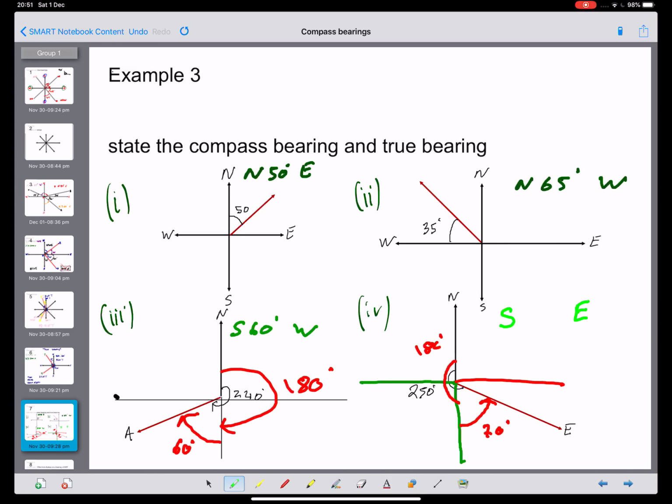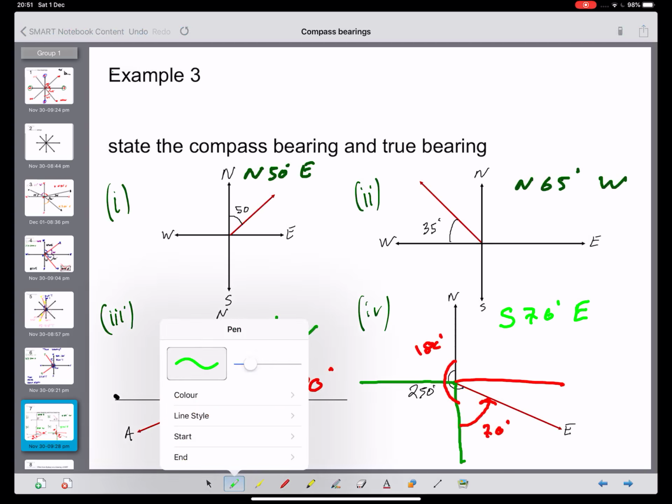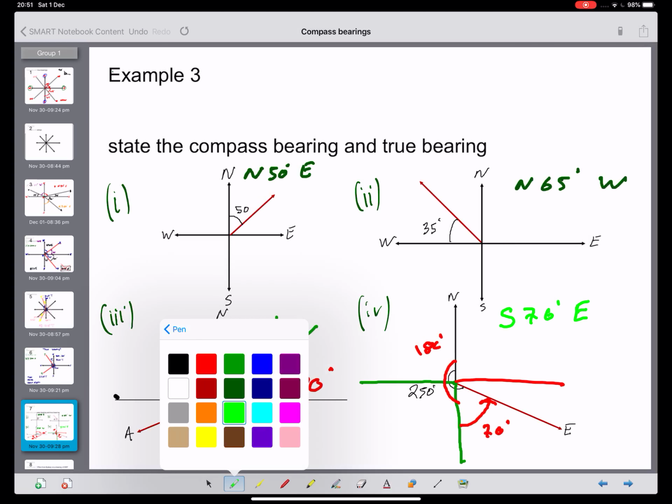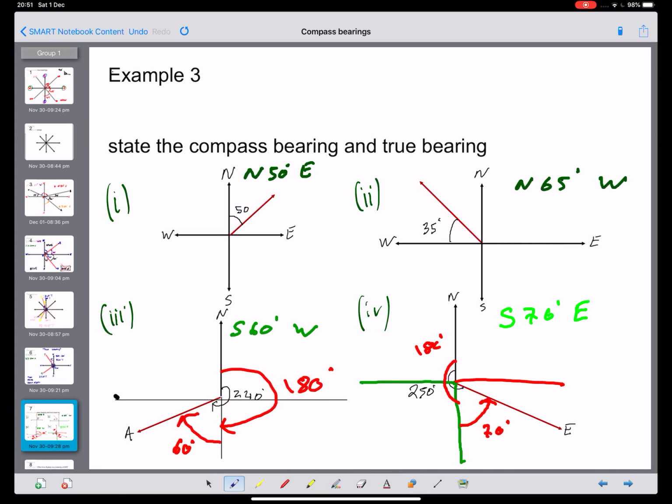And we're 70 degrees from southeast. Okay, so the true bearing is rather easier. We are measuring clockwise from north. We measure clockwise from north. That is going to be 050 true bearing. Now, really important: measuring clockwise from north.